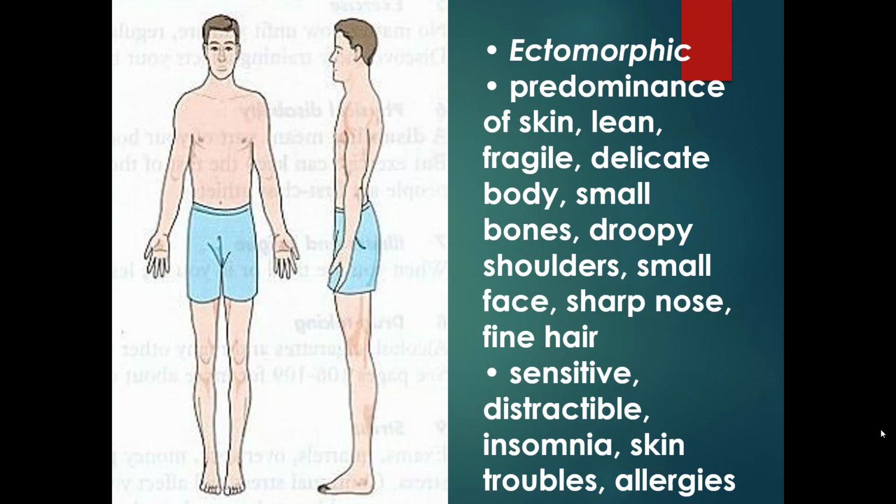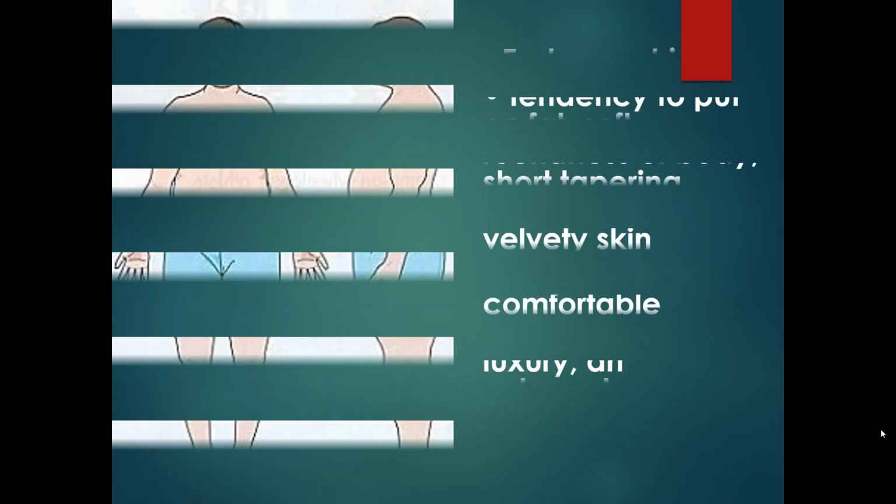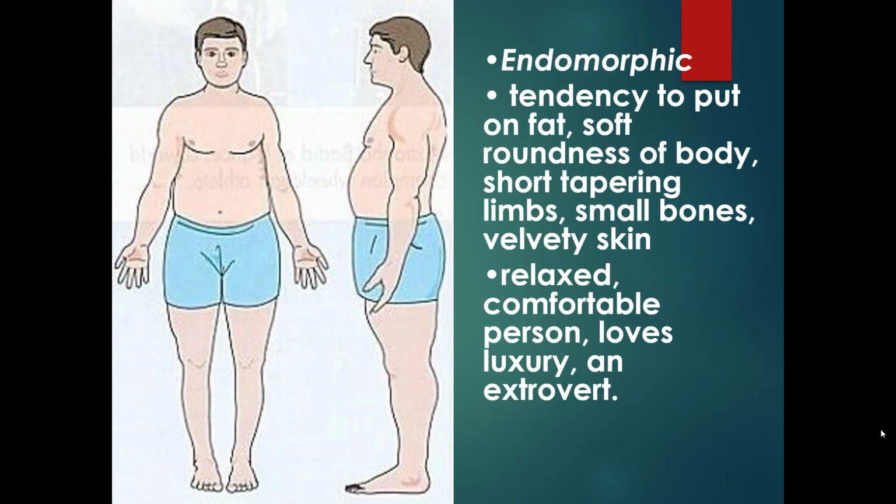The last body type was the endomorph. The endomorph had a tendency to put on fat. This person had a soft round body, short tapering limbs, small bones, velvety skin. And according to Sheldon, this person's personality was very relaxed, they were very comfortable, they loved luxury, and they were extroverts. Now those are the three body types.